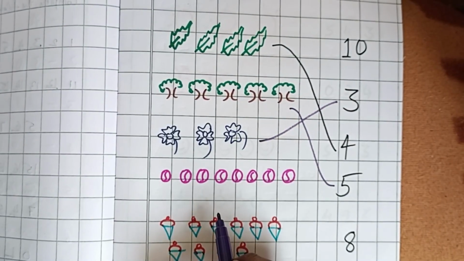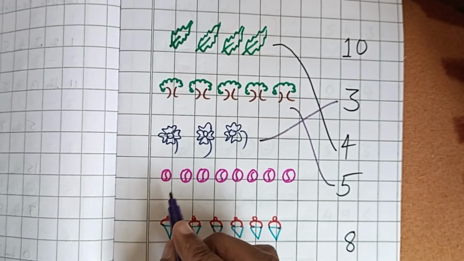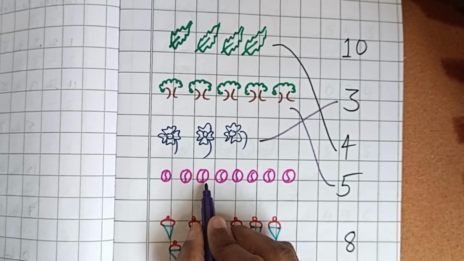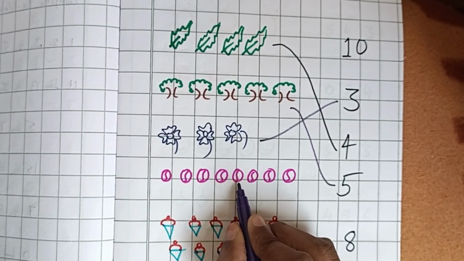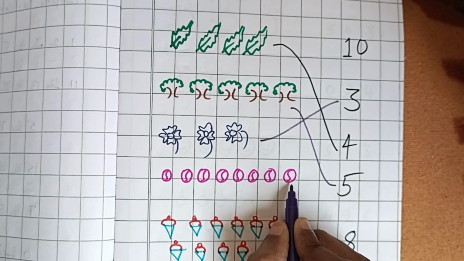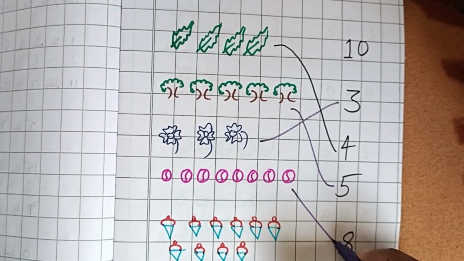How many balls are there? This is a tough question for you. More balls are there. You count it. 1, 2, 3, 4, 5, 6, 7 and 8. Where is 8 in this? Here. So we should match this.